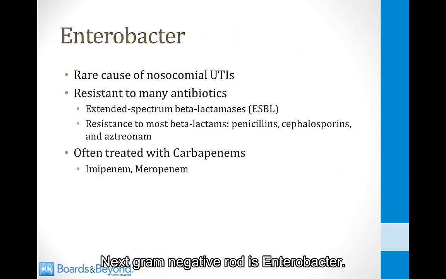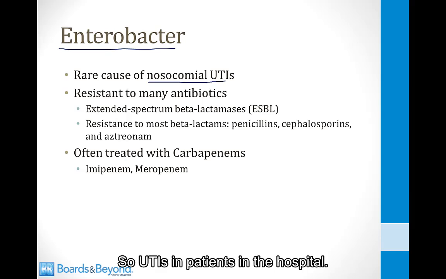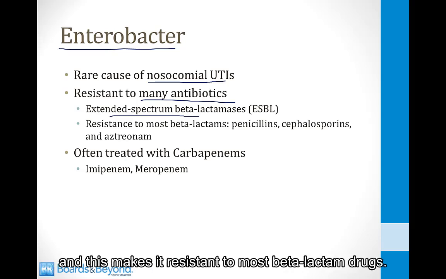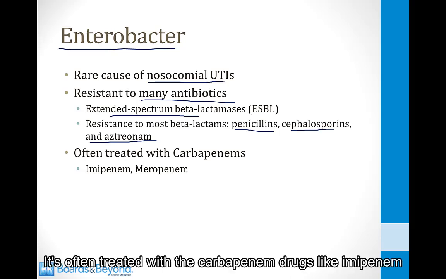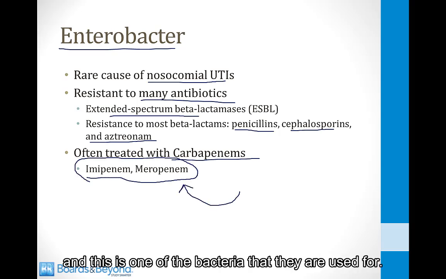Next gram-negative rod is Enterobacter. This is a very rare cause of nosocomial UTIs, so UTIs in patients in the hospital. And one thing to remember about Enterobacter is that it's resistant to many antibiotics. It has enzymes called extended-spectrum beta-lactamases, and this makes it resistant to most beta-lactam drugs. Can't use penicillins, can't use cephalosporins, can't even use aztreonam. It's often treated with the carbapenem drugs like imipenem and meropenem. So these are so-called big guns of antibiotics, and this is one of the bacteria that they are used for.